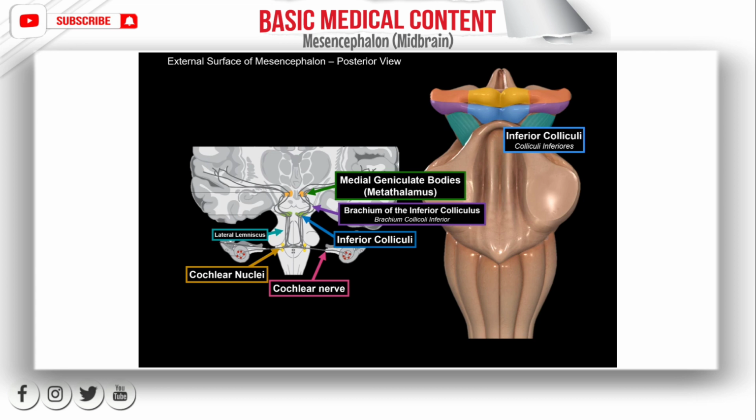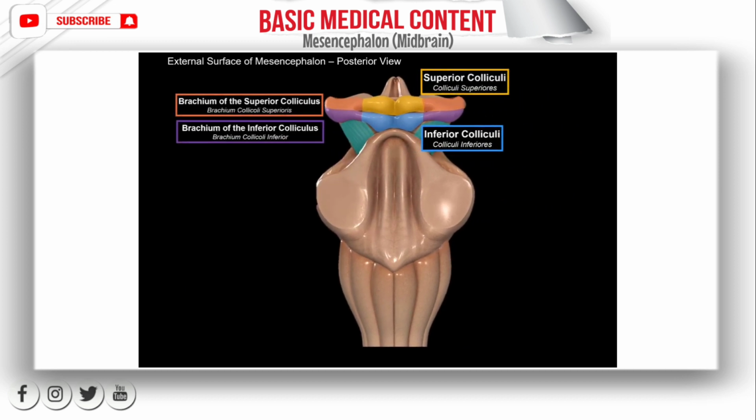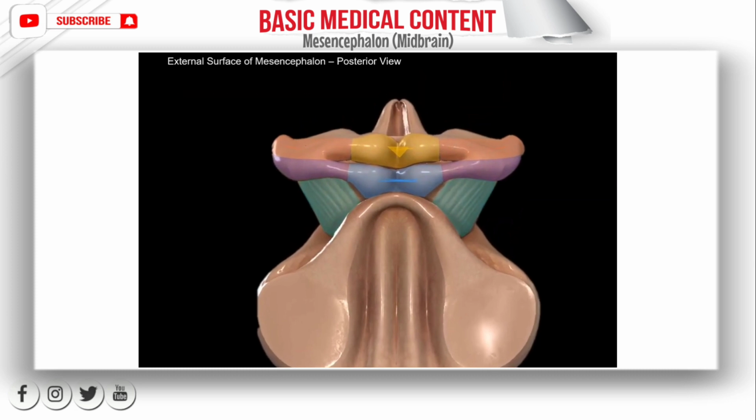From the medial geniculate body, impulses will go to the primary auditory cortex, which is in your superior temporal gyrus. So that was these two. Another structure you will find on the posterior surface is the lateral sulcus of the mesencephalon. This is the border between the cerebral peduncles and the posterior surface of the midbrain.